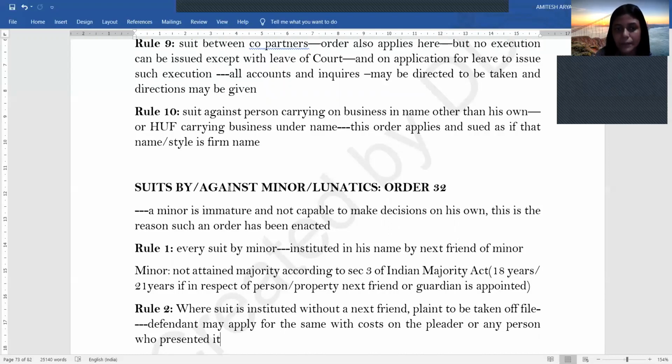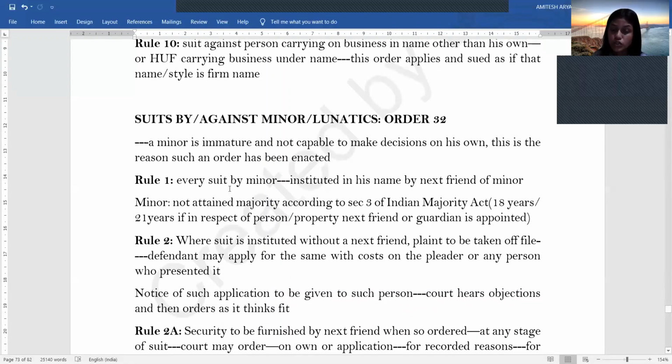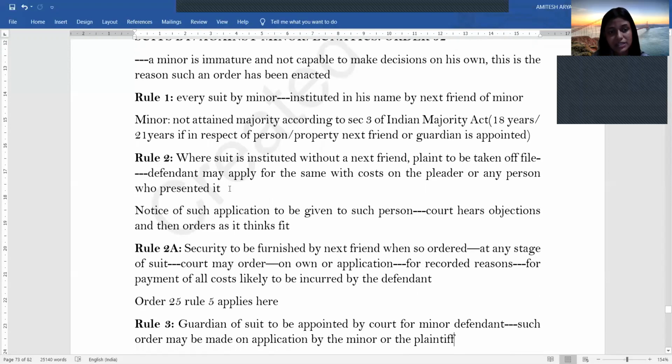So, starting with rule one, whatever suit is instituted by a minor has to be instituted in his name by a next friend of the minor. Now, who is a minor? One who has not attained 18 years, or 21 years if a guardian has been appointed. Rule 2 states that if a suit has been instituted without a next friend, the plaint will be taken off the file, and the defendant can apply for costs against such persons. Then we see rule 2A, security to be furnished by the next friend when so ordered. At any stage, the court may order, for recorded reasons, payment of costs, etc.